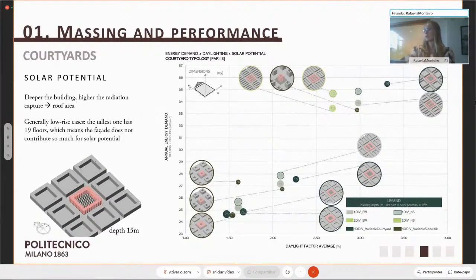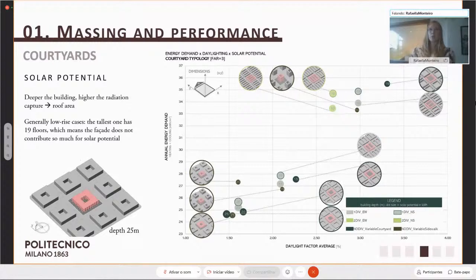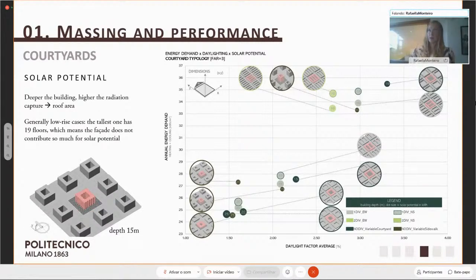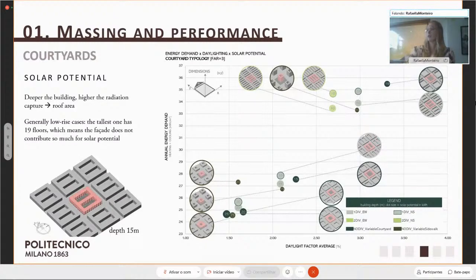On the solar potential here, it's important to highlight that the courtyards have a big floor plate area, which means that they don't need too many floors to reach the FAI equal to 3. The tallest one has only 19 floors. And therefore, the main driver for the solar potential is the roof area and not the facade, which means the deeper the building, the higher the radiation capture.